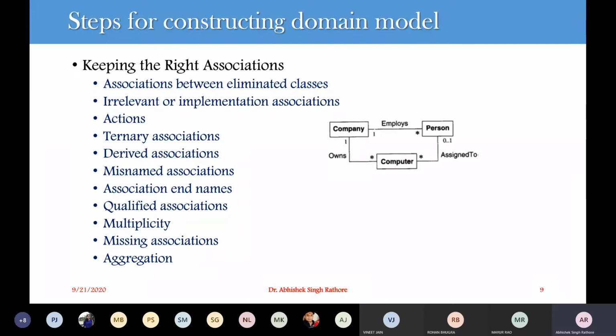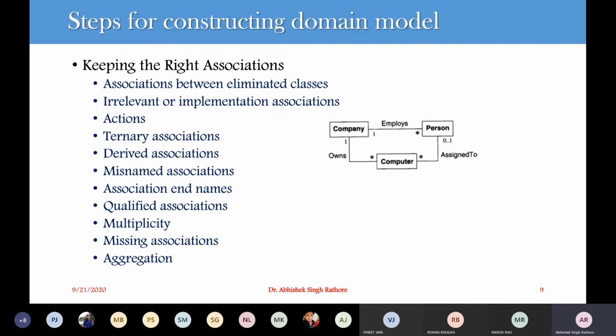And when we are not having this unnamed association or misnamed association, then we can say that these are not that important in the first place, so we can eliminate all those misnamed associations in our exam. Again, we are having the association names. So we had covered these association names in our previous classes.